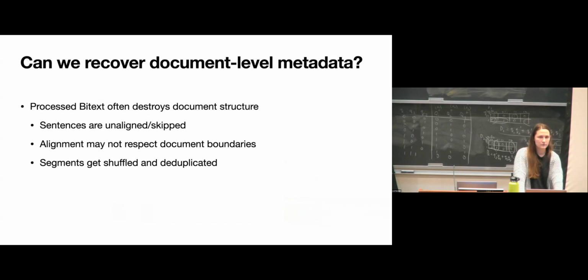So the problem with current training data is that bitext removes document structure. So without going into too much detail about how machine translation bitext is generated, if we think generally about the alignment step, sentences are going to be unaligned, they're going to be skipped, they're going to be removed from that output. Alignment may or may not respect document boundaries, so you might kind of treat all sentences as a bag of words and align kind of arbitrarily. And then mostly before these resulting products are released, segments are shuffled and deduplicated, which is going to completely destroy any context that is remaining.